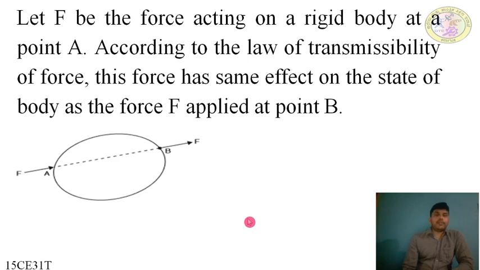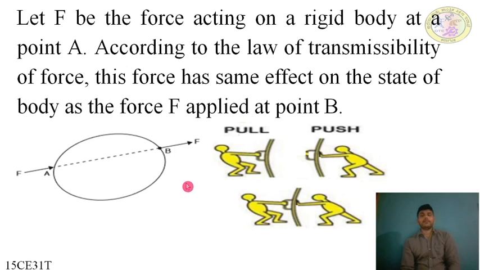Let F be the force acting on the rigid body at a point A. According to the law of transmissibility of force, this force has the same effect on the state of the body as the force applied at a point B. Not only B: wherever the point between A and B the force F is applied, the effect of the force will be the same. As in the same case here also.